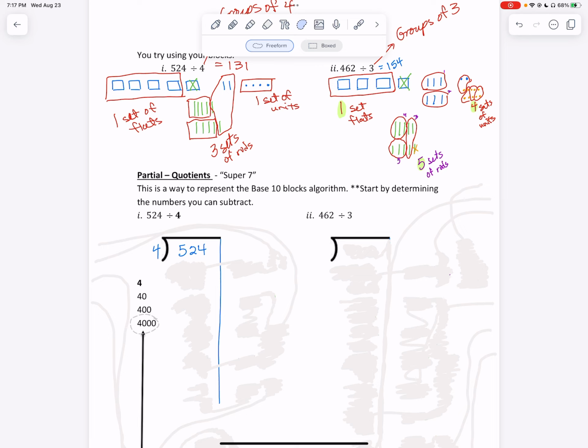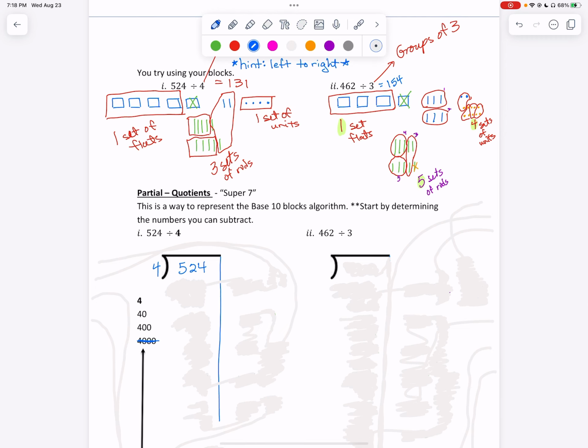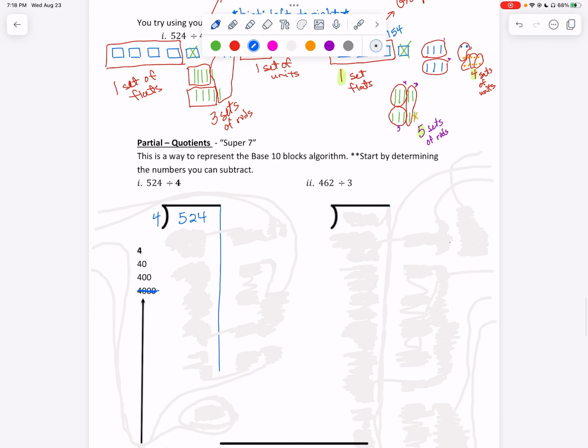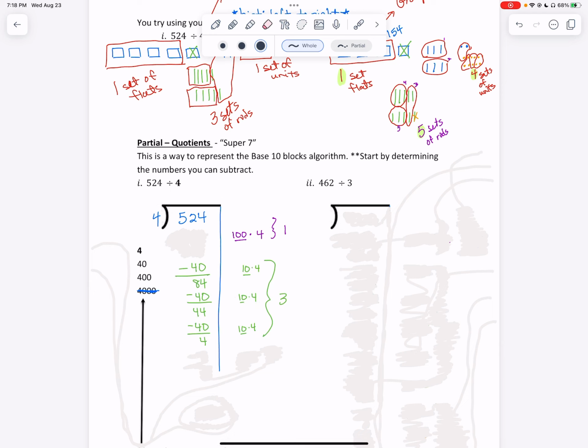Okay, so can I subtract 4,000 from 524? No, because I only have 524 rods, cubes, little cubes. So I don't have 4,000 of them. So I can't do that. Okay, but I can subtract 400. So I'm going to subtract 400. Oops, did not turn out too well. Okay, so I'm going to subtract my 400. Okay, and I'm going to be left with 124. So I had one set of 400.